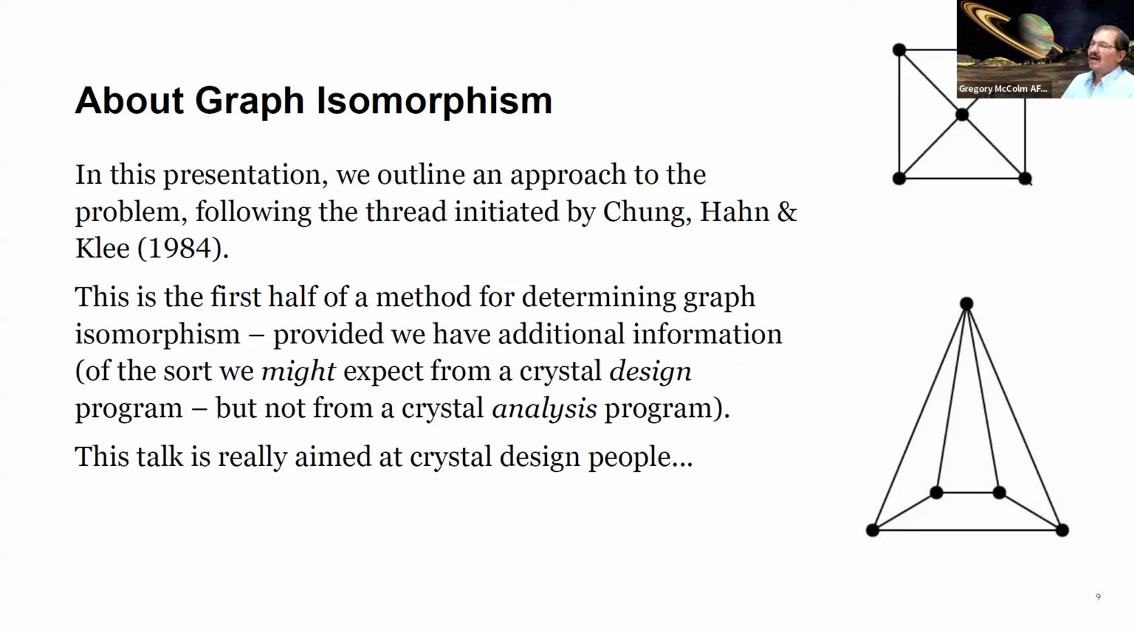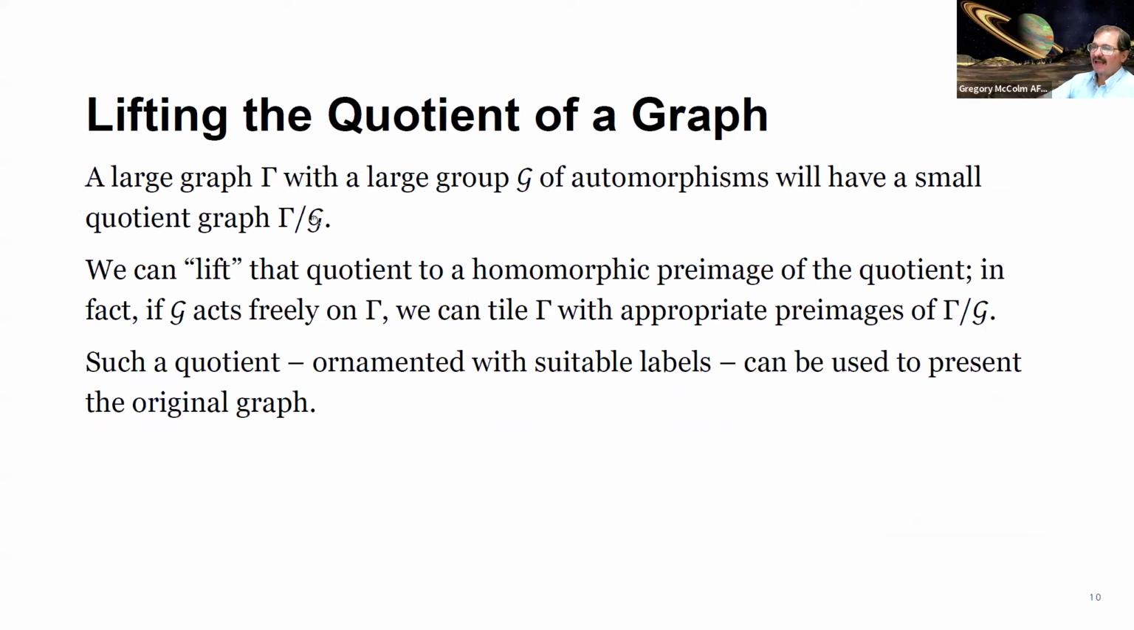Okay, so we're approaching a thread that was launched about 4 decades ago by Chung, Han, and Klee. What they decided to do is represent infinite graphs using just their unit cells, standard operating procedure, but with a graph theoretic analog. So we have a large graph. Suppose this is a crystal, and we have a group of automorphisms, so that when you divide the graph by the group of automorphisms, you get a small quotient graph. Then we can lift this quotient to become a tile on the large graph. And then you can tile the large graph with these appropriate preimages of the quotient.